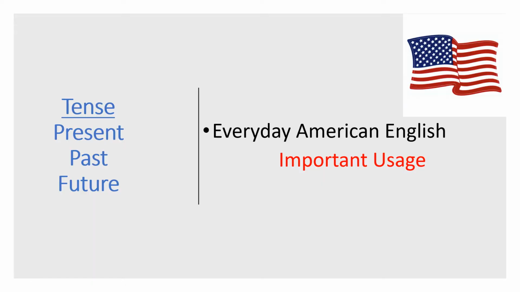Again, we'll be going over tenses: present, past, and future. I will be using everyday American English, and I highlight it as important because when you use a tense, it represents what you're talking about in detail. Whether something is happening today, something's happening tomorrow, or something happened in the past, it's very important to get it correct.